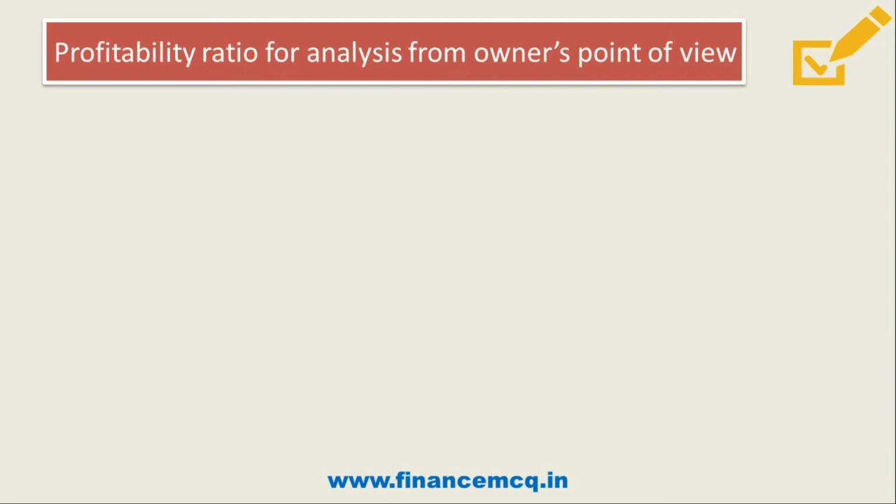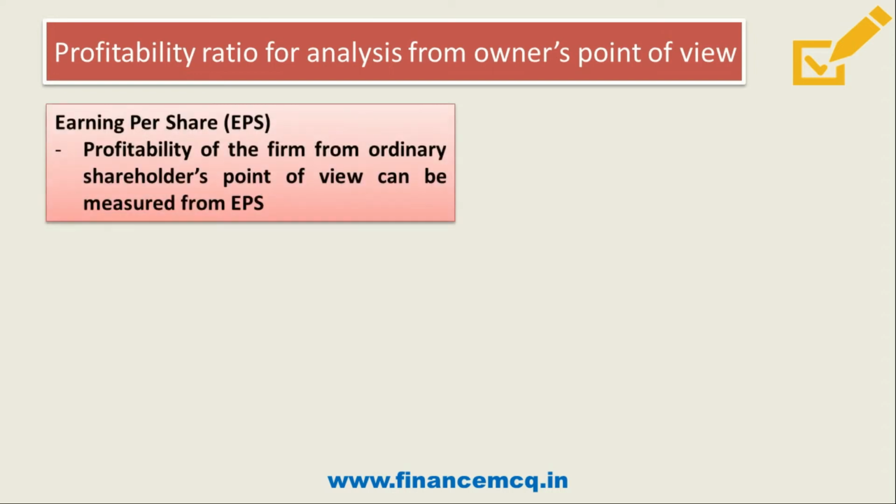Now friends, let's talk about profitability ratios for analysis from the owner's point of view. In that, the first one is earnings per share. Friends, the profitability of the firm from the ordinary shareholders' point of view can be measured by EPS, that is earnings per share. If you ask an ordinary shareholder how much he is earning from a company or his investments, he can tell that from his earnings per share.